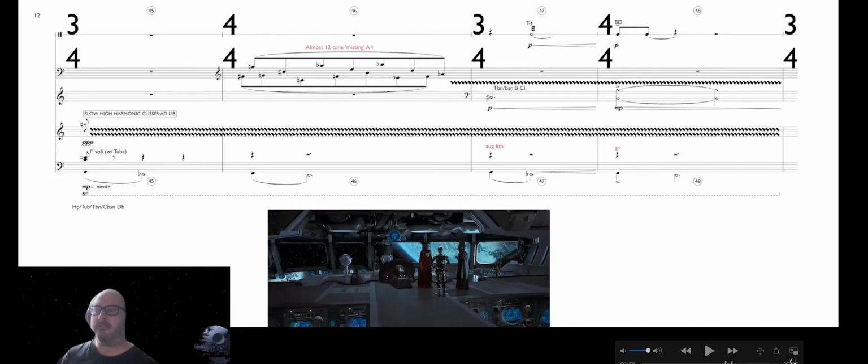Sorry about that. I love the fact that we've got these trombones which go outwards.